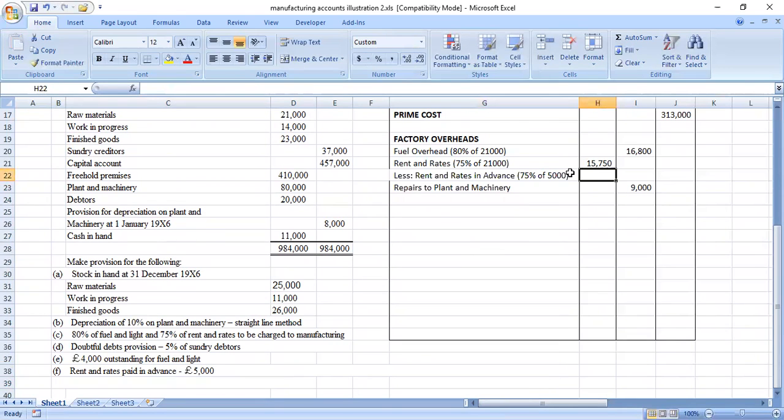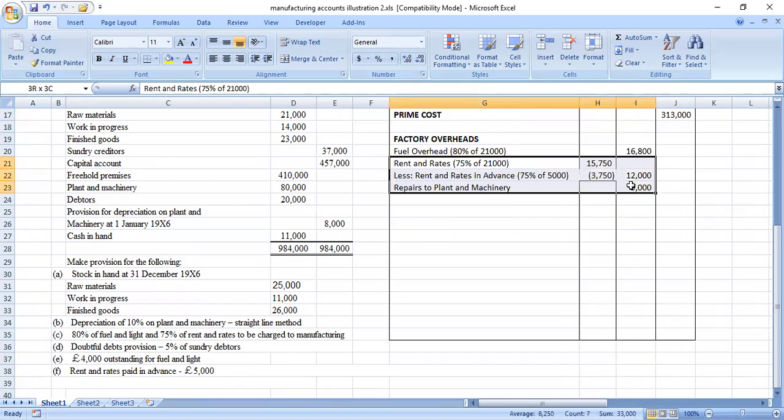Yeah, so which will give us how much? So 0.75 times 5,000. That is 750, which should be deducted from the rent and rates, which we put in brackets that way. So our rent and rates shall be now equal to 15,750 minus that 750, which is 12,000 shillings. Hapo unaona hiyo? Yes. Yeah. The other item that you had left out is the 4,000 shillings outstanding for fuel and light. Fuel. It needs to be added here.